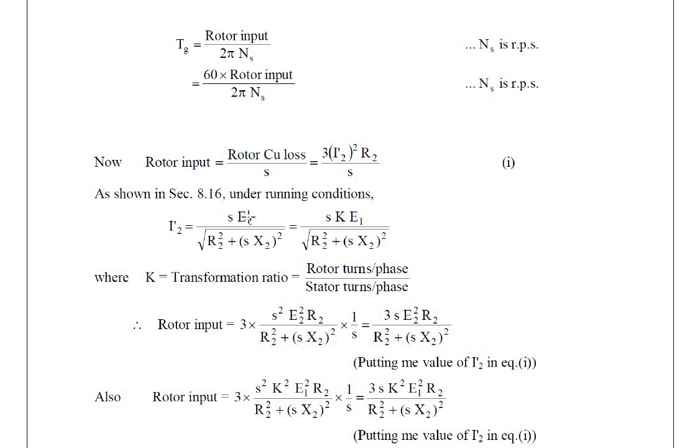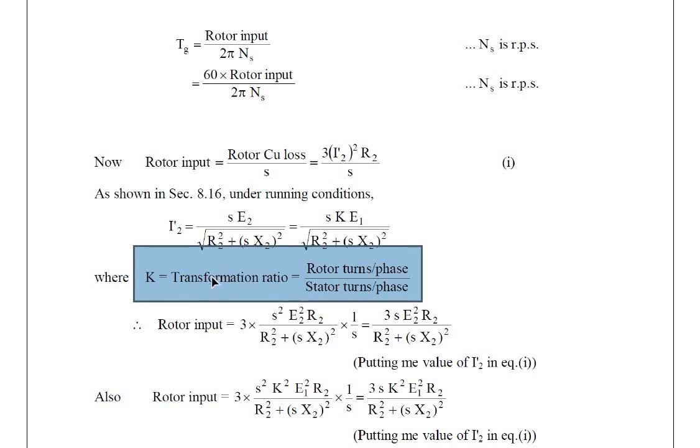Now we know the value of E2 is given by KE1. So simply this equation will become KE1 divided by under root R2 square plus SX2 whole square, where K is the transformation ratio: number of turns of the rotor per phase divided by number of turns per phase of the stator.